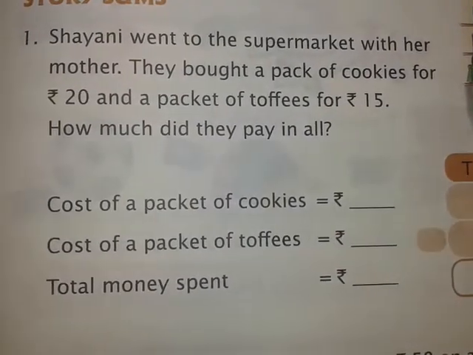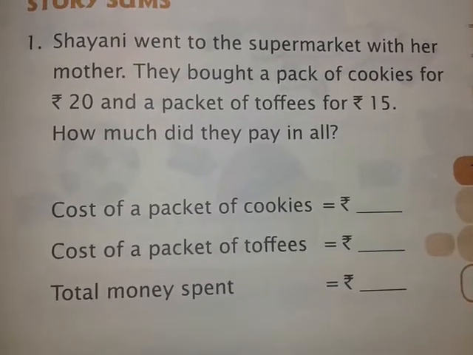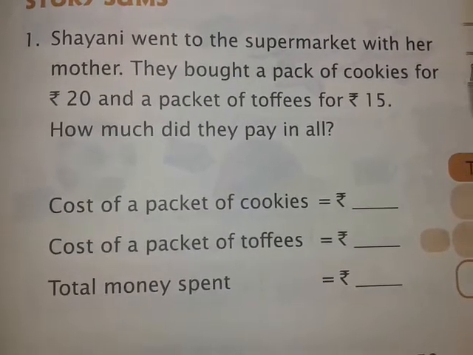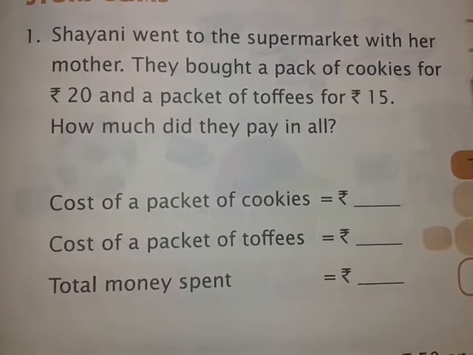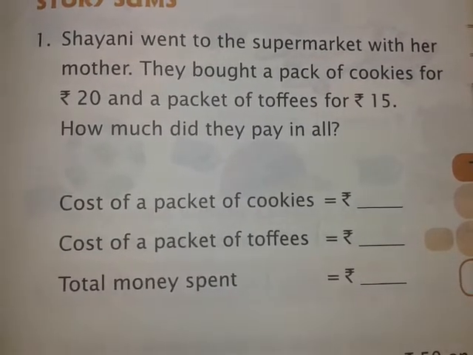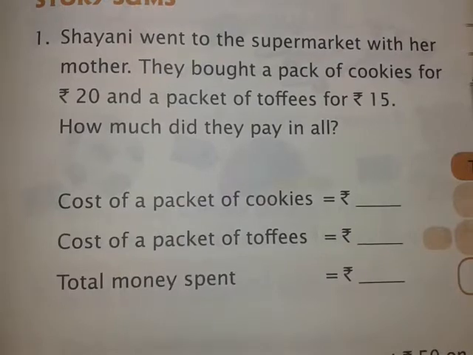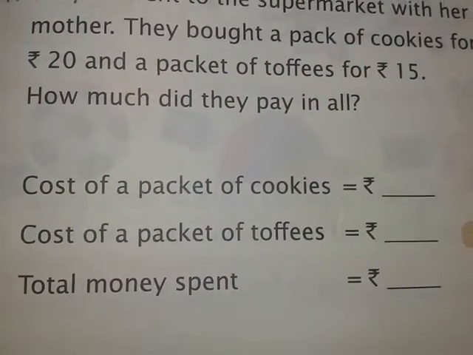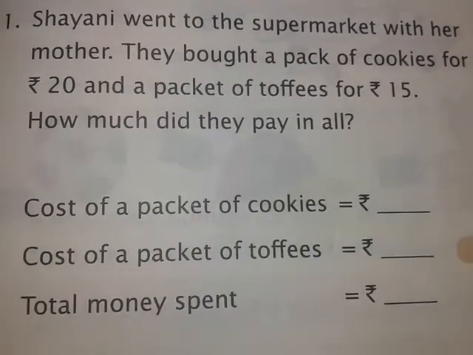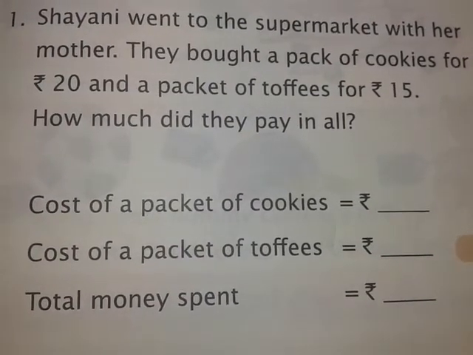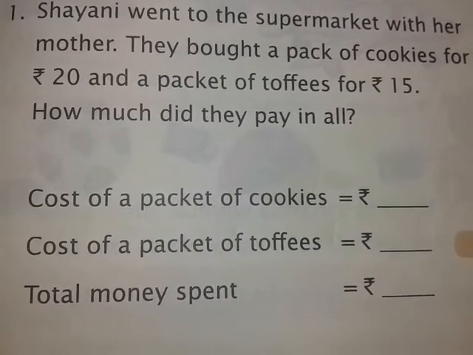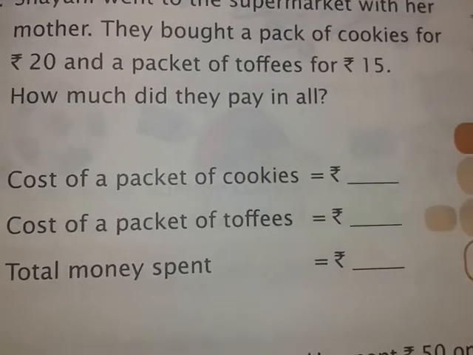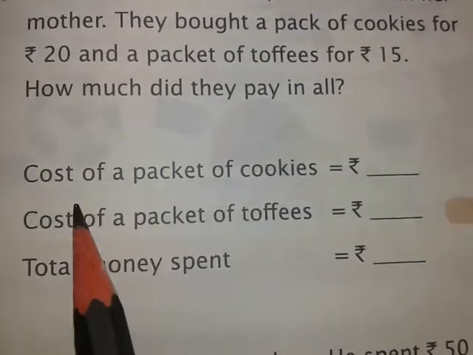The first question reads, Shayoni went to the supermarket with her mother. They bought a packet of cookies for rupees 20 and a packet of toffees for rupees 15. How much did they spend in all? In all means total amount spent. By reading the question, I think students you have understood that we have to do addition to find out the amount.